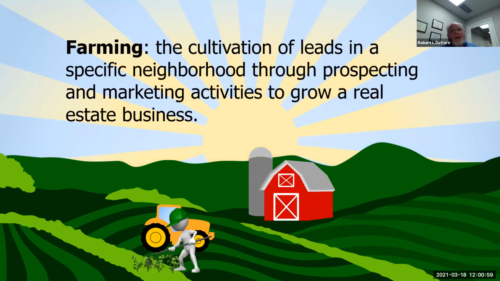Farming. It's the cultivation of leads in a specific neighborhood through prospecting and marketing activities to grow a real estate business. This is just one of many things that we can do as realtors to get leads. So I'm going to give you a couple of ideas, things that you ought to be doing in order to actually go out there and effectively farm an area that you identify.